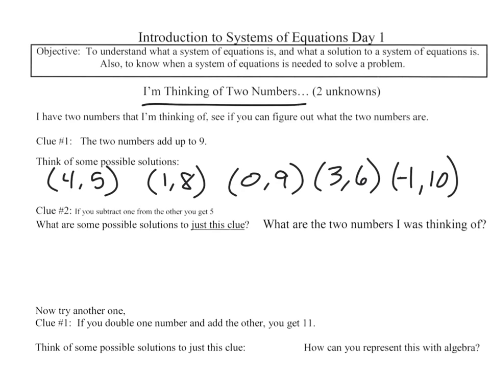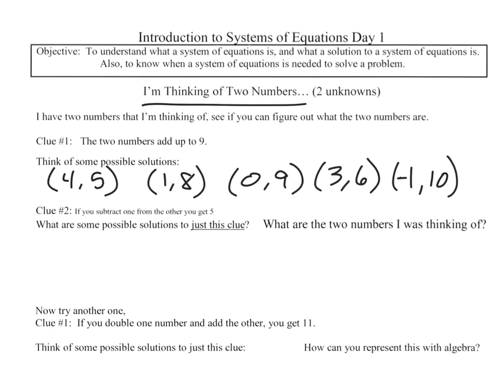So would 4 minus 5 give you 5? No. 1 minus 8 give you 5? No. Do 0 and 9 give you 5 if you subtract them? No. So none of these give me 5 when you subtract them. So you'd have to think of a pair of numbers that have a difference of 5.